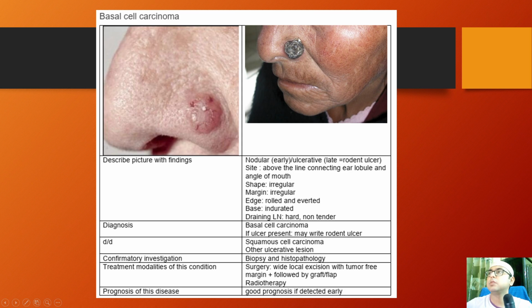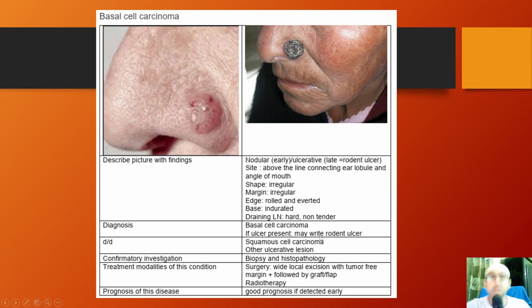And this is another one, a basal cell carcinoma or malignant melanoma. Because it's a black tumor, it should be a melanoma. And you can see here the external area of the nose, it should be a basal cell carcinoma. So nodular or ulcerative, both can happen. Shape irregular, margin irregular, rolled and everted, yes, rolled and everted. Indurated hard lymph node. So basal cell carcinoma, if an ulcer is present, may be a rodent ulcer.